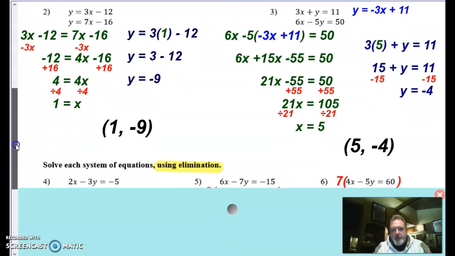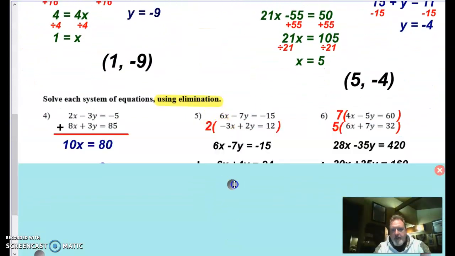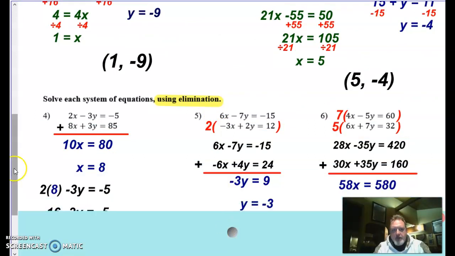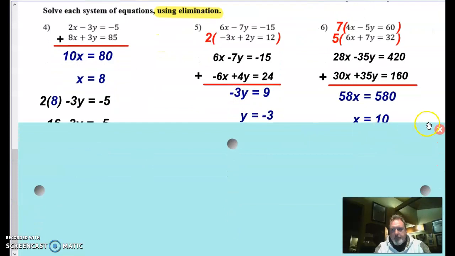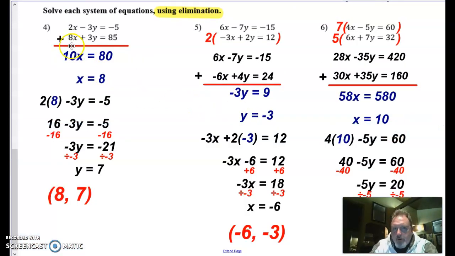Okay, next set of problems, you're dealing with elimination. So let's bump this down here for a second. For the first two, notice that the y terms are opposites. If they're opposites, we can add. If they were the same, we would subtract. But since they're opposites, we added these together. So 10x is 80. That allows me to divide and get x. Once I know what x equals, I can plug it into either the top or bottom equation. That's your choice. I just plugged into the top one and found out that y is 7. Again, when you're done, don't forget to write your answer as an ordered pair.